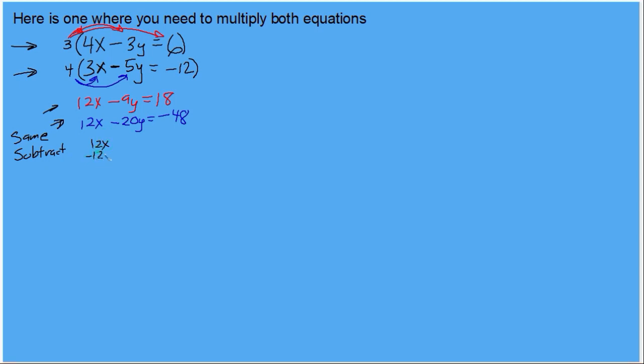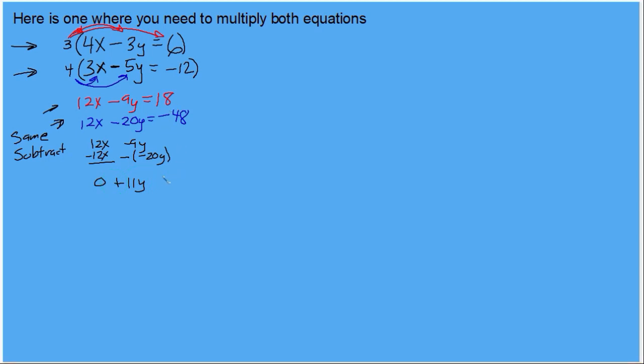So 12x minus 12x equals 0. That gives me, in my elimination, I eliminated the x term. Negative 9y minus a negative 20y. Remember to use the parentheses to keep the negatives correct. So a negative and a negative make a positive. So I'm going to add, and I get negative 9y plus 20y is positive 11y.